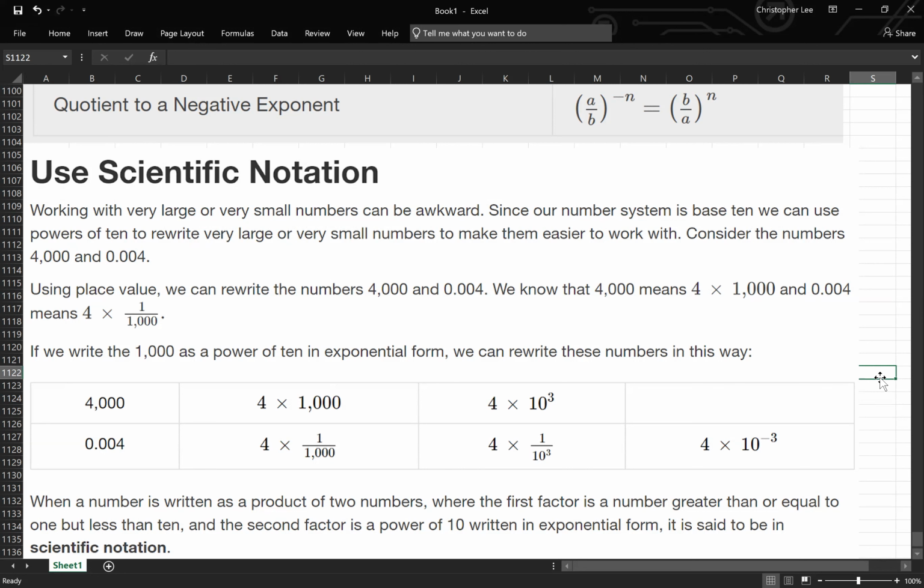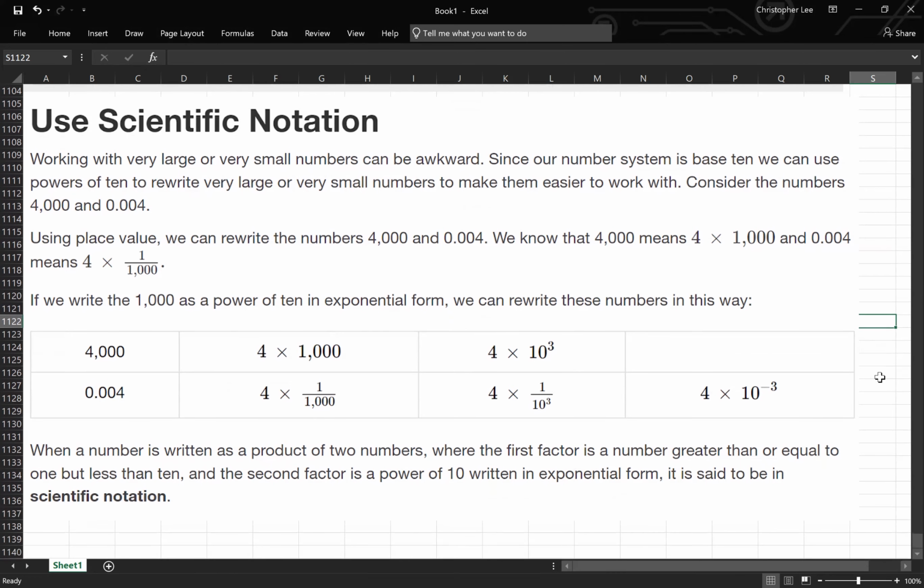You might also notice on your calculator, when you type in really large or really small numbers, something like some decimal times 10 raised to a power, or E raised to some power. When a number is written as a product of two numbers, where the first factor is a number greater than or equal to 1 but less than 10, and the second factor is a power of 10 written in exponential form, it is said to be in scientific notation.